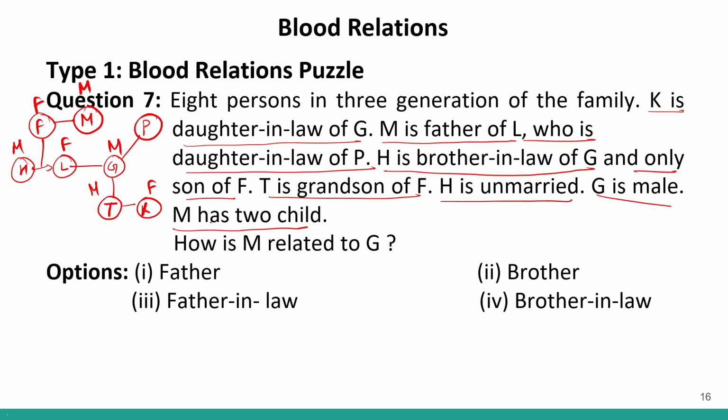Okay. The question is, how is M related to G? So M is over here, G is over here. M is basically the father-in-law of G. So answer will be option number 3, father-in-law. M would be the father-in-law of G. Okay.